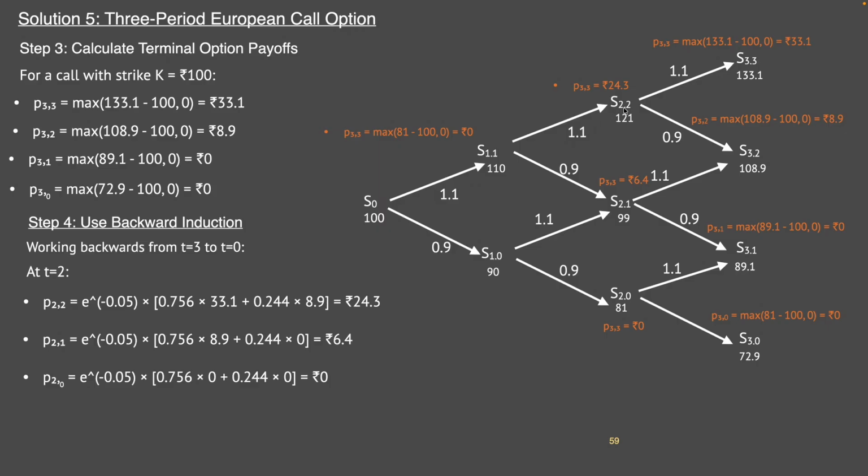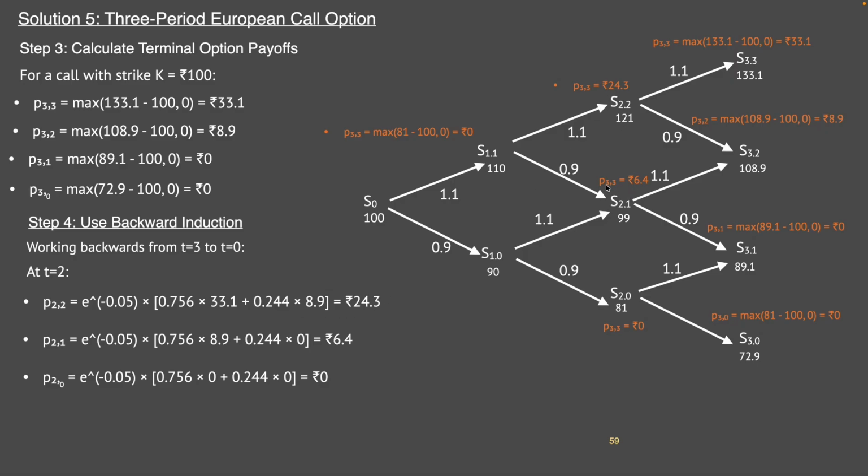So for node P22, what are the two option prices? 33.1 and 8.9. What is the probability of up move? The probability of up move is 0.756 into 33.1, plus the probability of down move, which is 1 minus 0.756, that is 0.244, into the down move value of 8 rupees 90 paisa. So the value of P22 is 24.3 here.